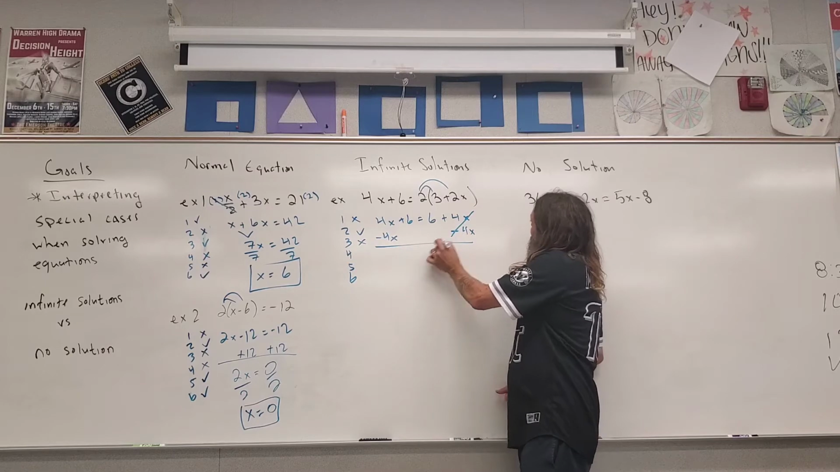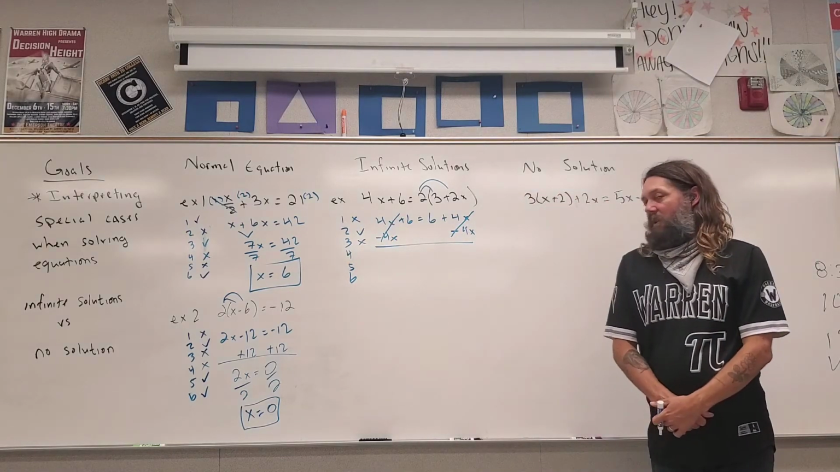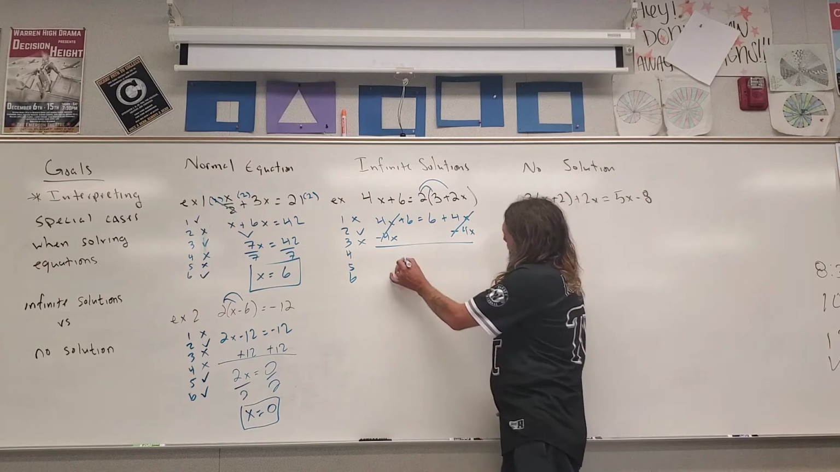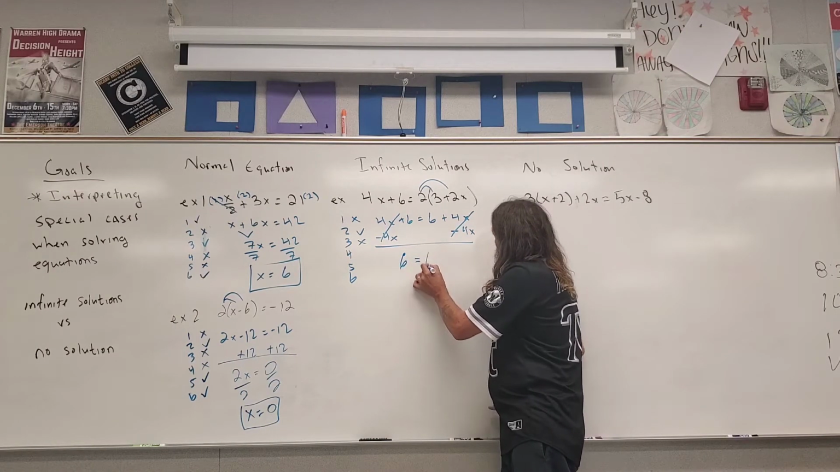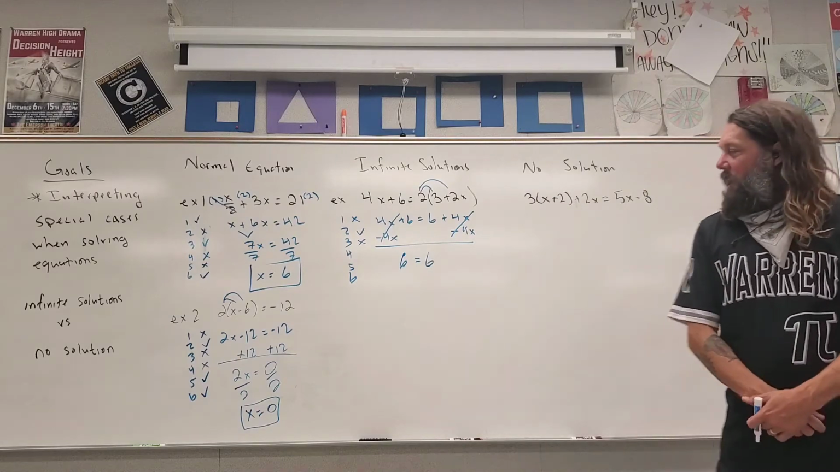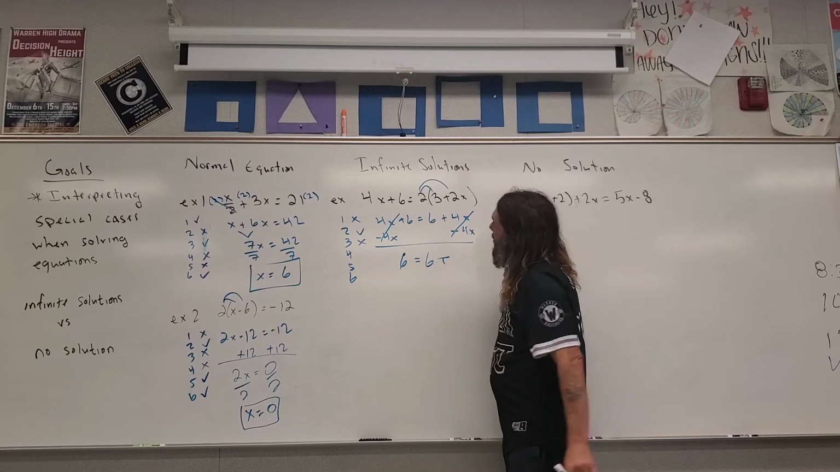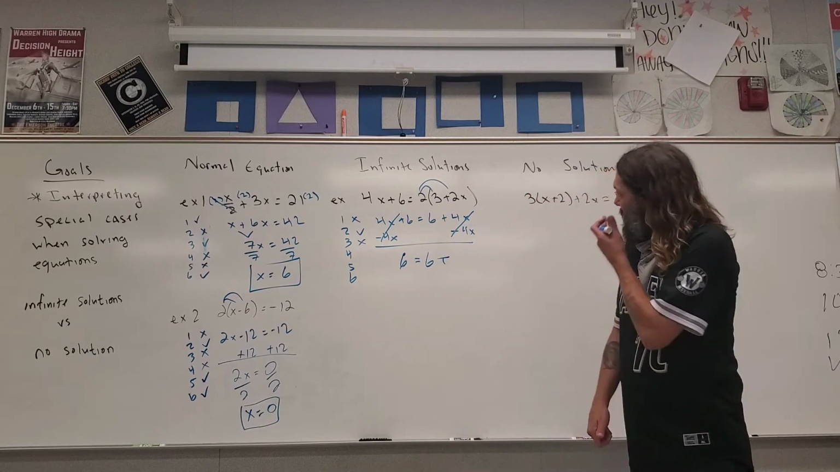And this cancels itself out, but it also cancels itself out on the other side of the equation. And we're left with 6 is equal to 6. Now, this is a true statement, right? And so, again, I want to talk about interpreting special cases when solving equations.